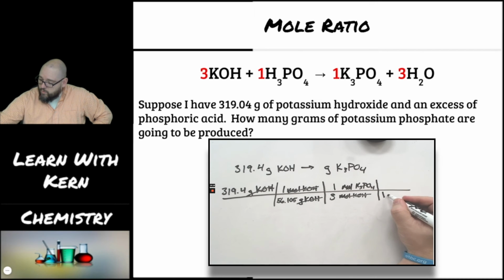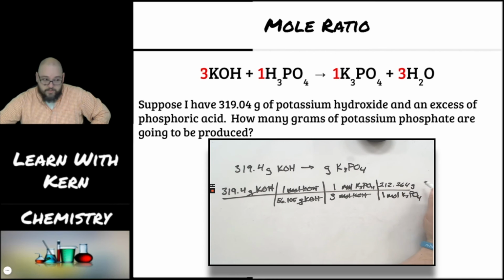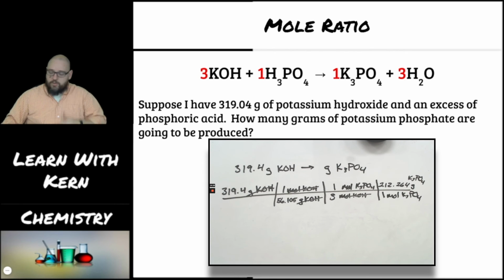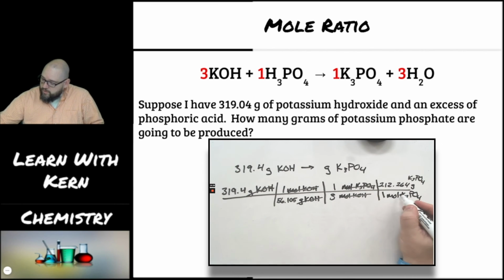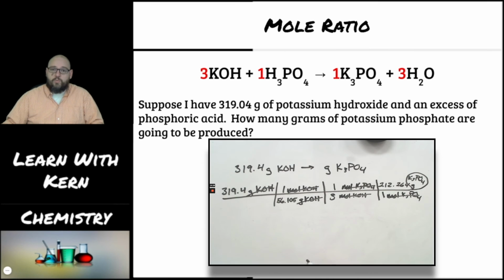And I have 1 mole, this time it's 1 mole because I'm converting. So 1 mole of K3PO4 is going to equal the molar mass of K3PO4, which is 212.264 grams of K3PO4. I'm running out of room there. So now my moles of K3PO4 cancel. I'm left with grams of K3PO4, which is what I wanted.